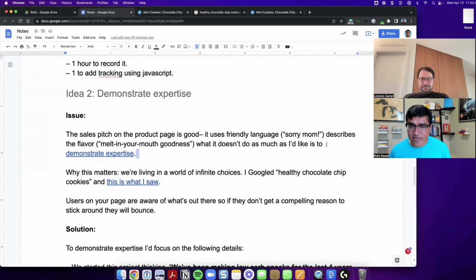So the copy is very good. I think that they use friendly language like "sorry, mom," which is very relatable copy. They describe the flavor. So they say melt in your mouth goodness. So I think the copy is great. They've got a great marketing team. But if I was hired, I mean, part of the reason why they would hire Lorenzo and I is because they want new ideas. So we have to come with new ideas.